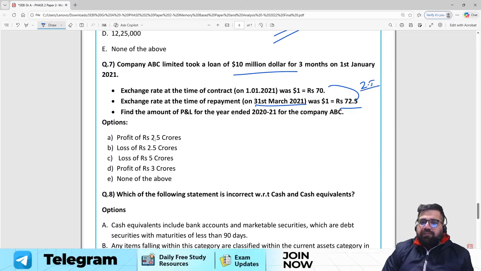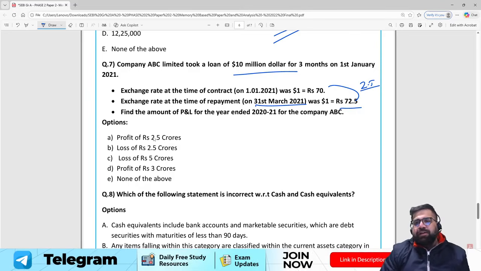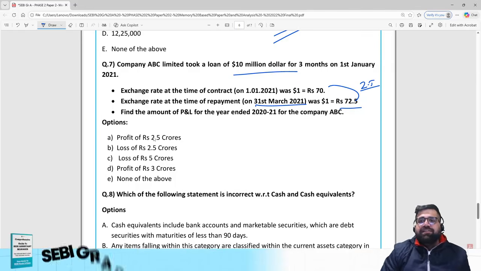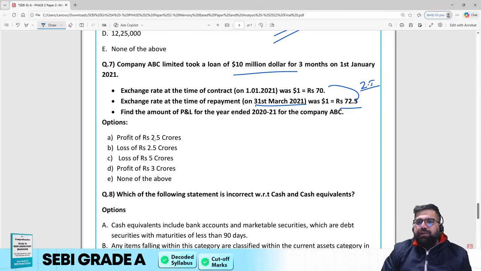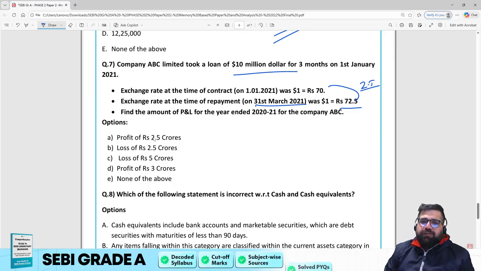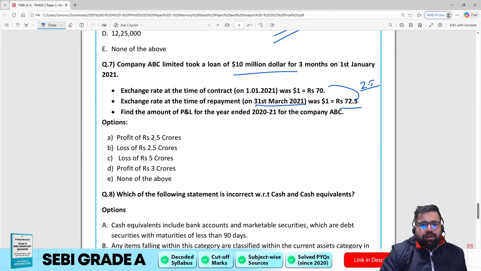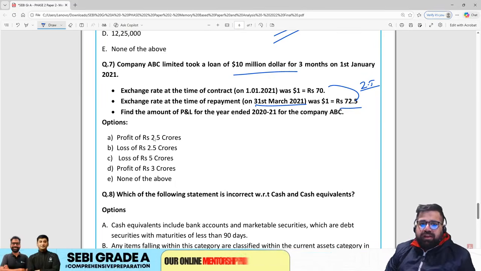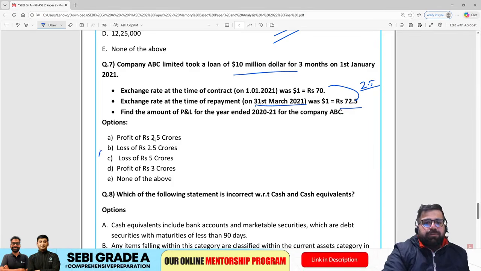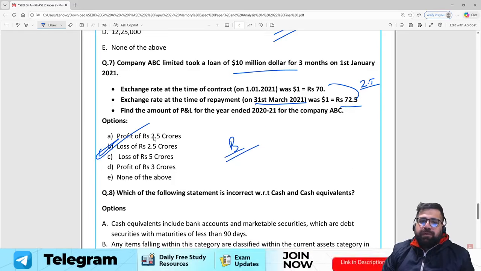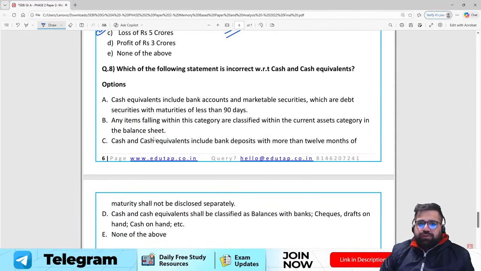Find the amount of PNL to be charged in the year 2020-2021. Simple question. This is a loss for you because rupee has depreciated and you have taken a loan in a foreign currency, the total value of which is 10 million. So 10 million into 2.5, which will be a loss of 2.5 crores, right? They can ask you in millions also, but they have asked you in crores. The correct answer will be option number B. Straight away question. You do not even have to pick your pen for this. Last question, question number 8.